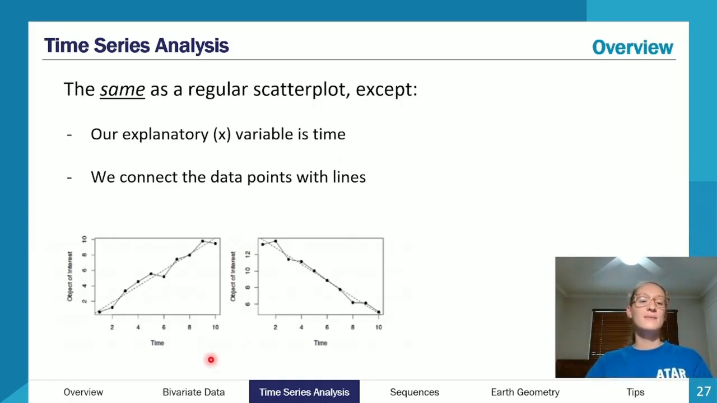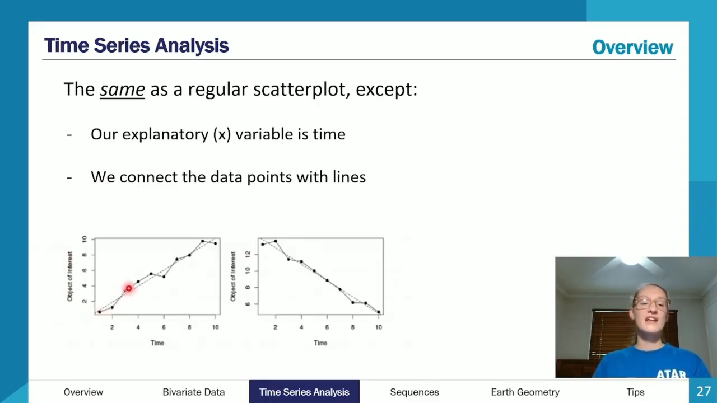Because our explanatory variable, which we always plot along the bottom, is some sort of measure of time, whatever our other variable is, we're looking at how something changes in response to passing time. That's why our other variable is always the response variable, because the thing driving the change in time series analysis is always time. So that's why time is our explanatory variable, and whatever our other variable is, is the response variable.